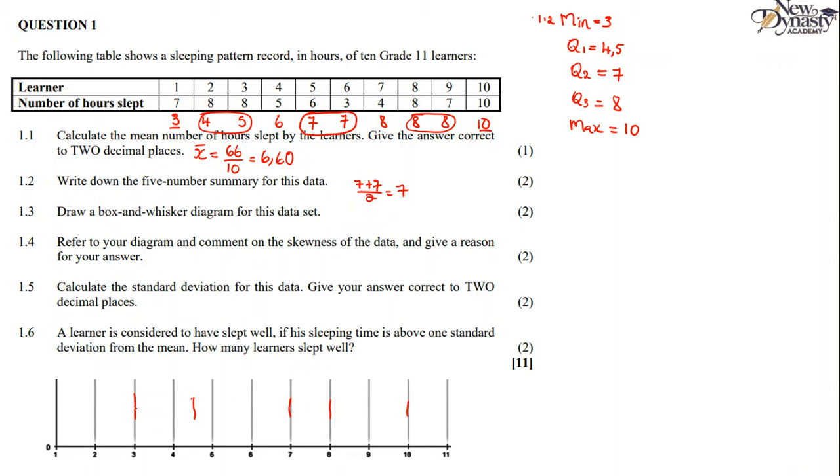So from the minimum, you draw a line which is going to touch the first quartile. Then from the first quartile, you must have a box until Q3.